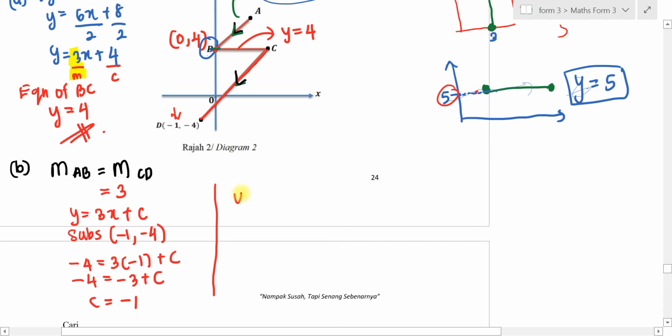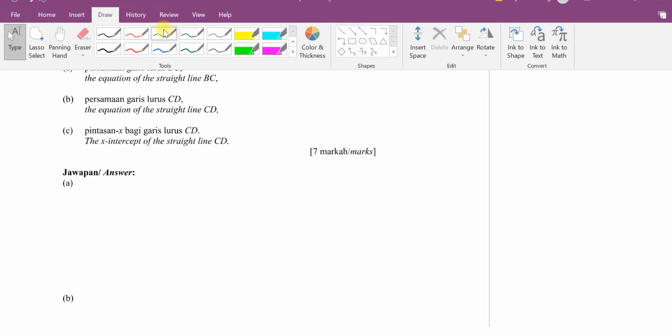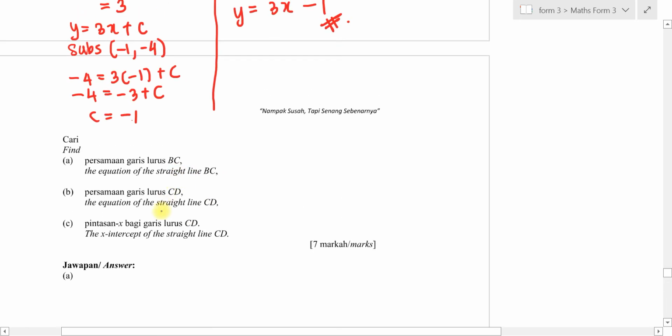So y equal to 3x, and the value of c is -1. y equal to mx plus c, m is 3, c is -1. So this is the answer for part B. And part C, let me show first, later you can understand and copy.